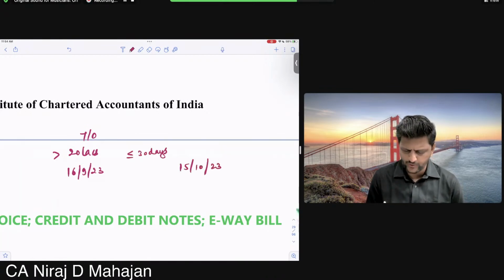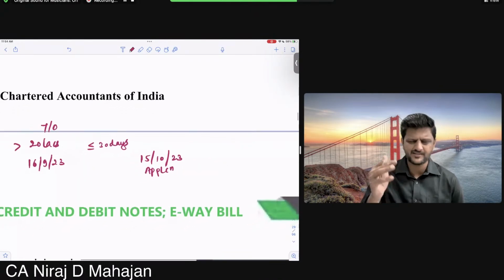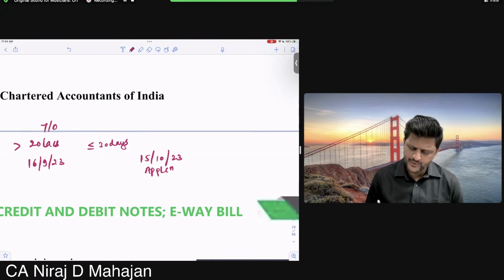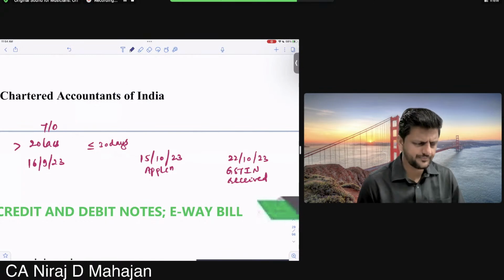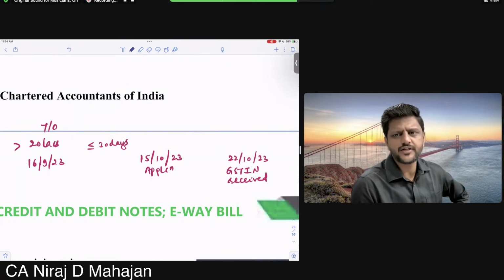Any problem earlier? No. Application. Okay. And within 7 days, etc. You might have known that. But let us say I'm taking 22nd October 23 as the date GSTIN was received. Is it okay, everybody? So as per that chapter of registration, है ना? The GSTIN is effective from which date?